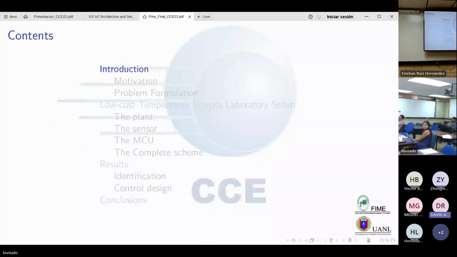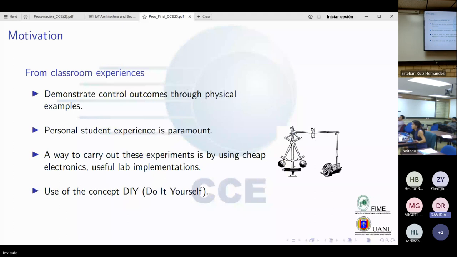Next. So the motivation is, I think, everyone who has given any lectures on control systems has seen the problem of how to share knowledge with your students. The main problem is that you don't have a large quantity of physical laboratories to give to your students.